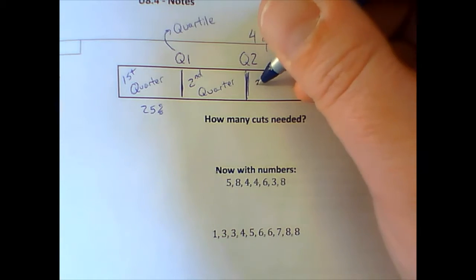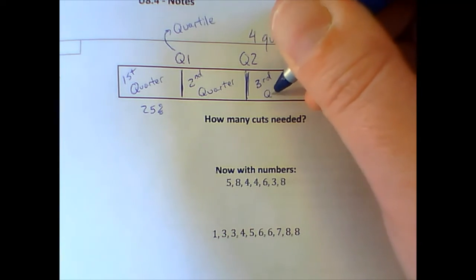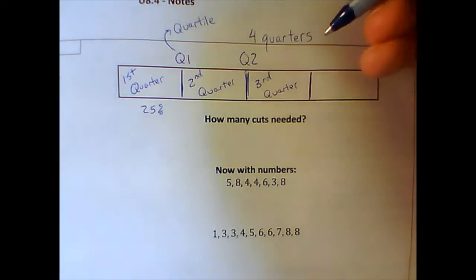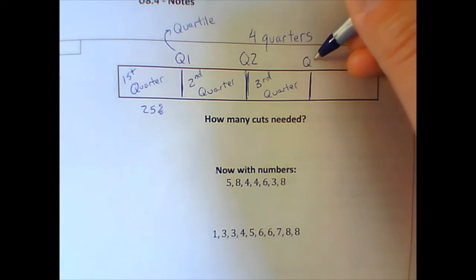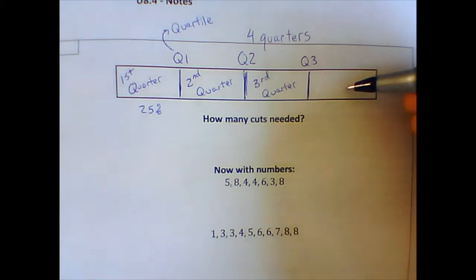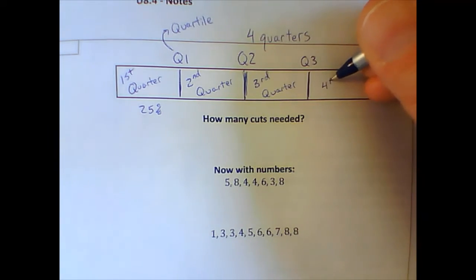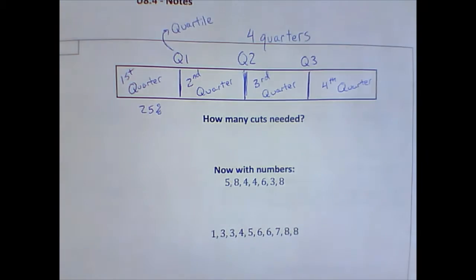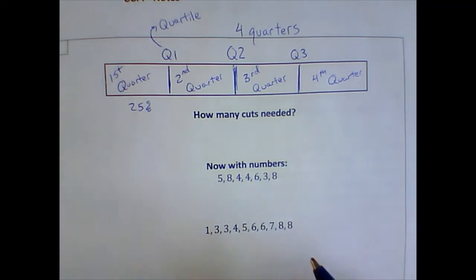This guy here is the third quarter. Not super imaginative with the names. This is Q3, Q again meaning quartile, just a fancy word for the dividing line. And in case you haven't guessed already, this guy back here is the fourth quarter. So you can think of it like a football game or a basketball game.